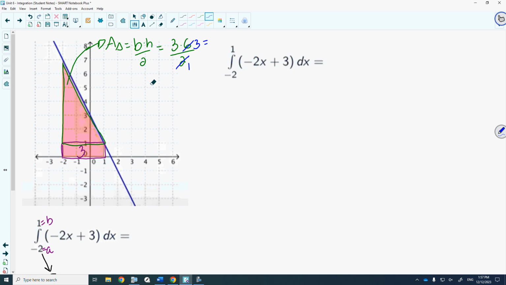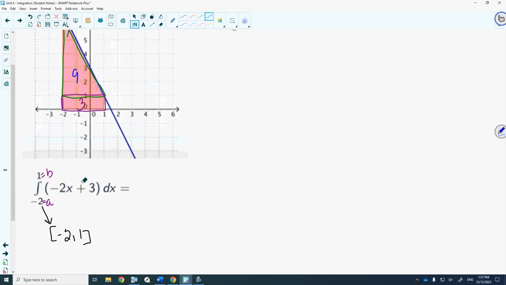The area of this triangle is 9. So the area under the curve is a triangle plus the rectangle. It's going to be 12. So the answer is 12.